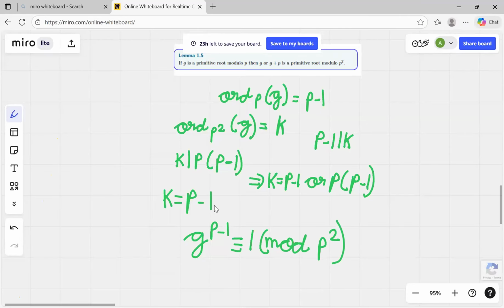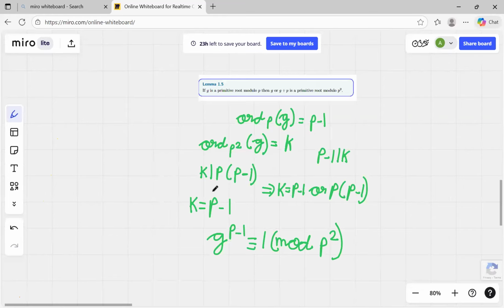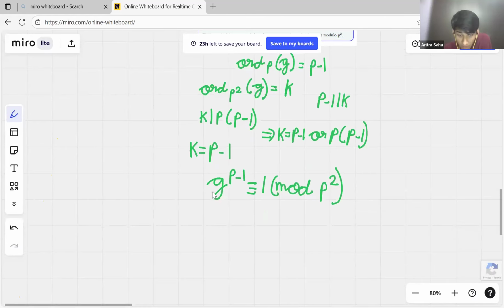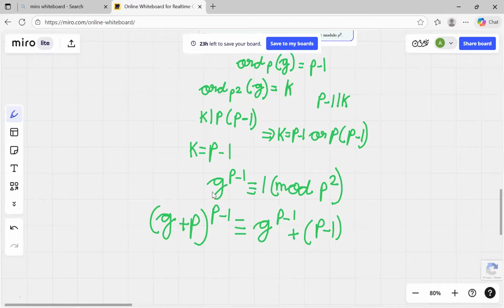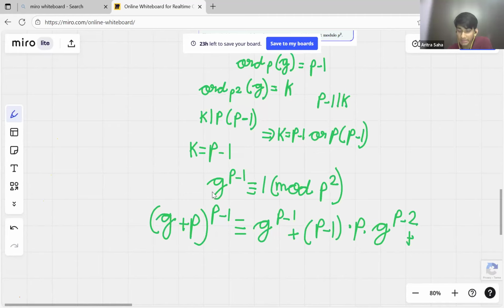Yeah, and same as for g plus p to the p minus 1. Now for g plus p to the power p minus 1, we can expand it basically like g to the power p minus 1. What will be the second term of the binomial? It should be p minus 1 into g to the power p minus 2 into p. And see that after this, all the terms will be divisible by p, right?